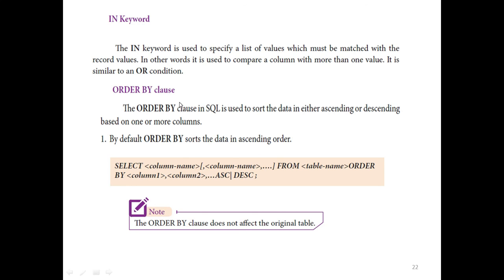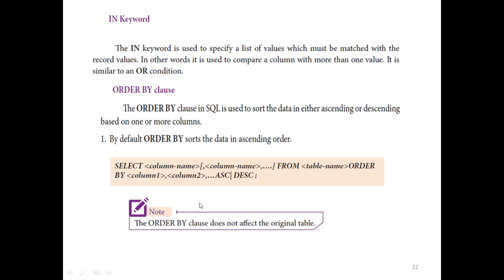The ORDER BY syntax is: SELECT column name, column name FROM table name ORDER BY column 1, column 2. If you want ascending, you simply say ASC. If you want descending, you simply say DESC. For ascending order you specify ASC only, and for descending order you specify DESC only. We will see the example properly in our practical session. Note that the ORDER BY clause does not affect the original data.